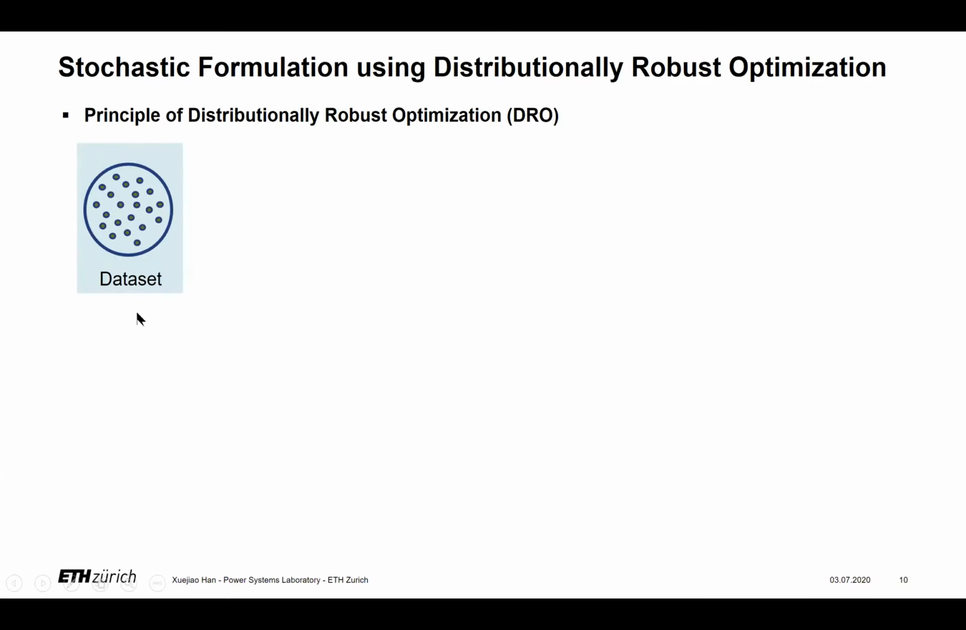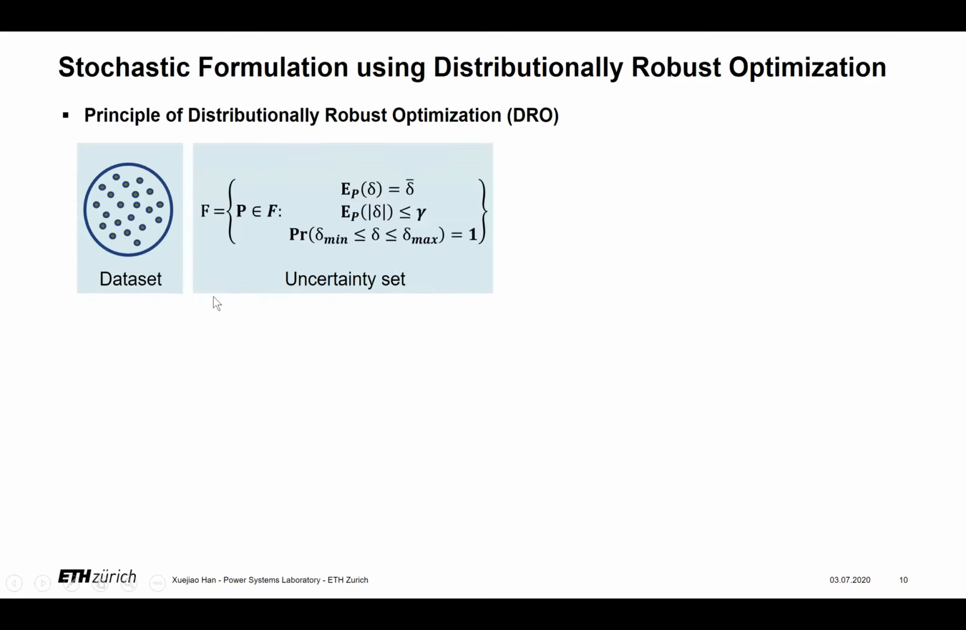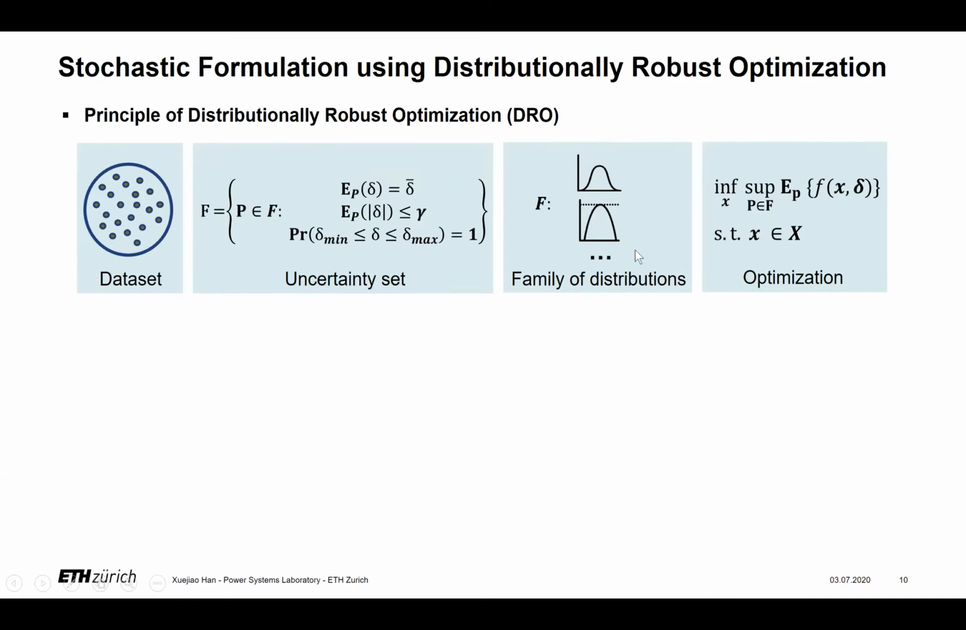So imagine that we have a bunch of data, normally historical data. The idea of DRO is to first extract the main statistical information from this data set, for example, the expectation, the absolute deviation, and the upper and lower bound. This uncertainty set describes a family of possible distributions. What we are trying to do is find a solution that is immune against the worst distribution among this family.